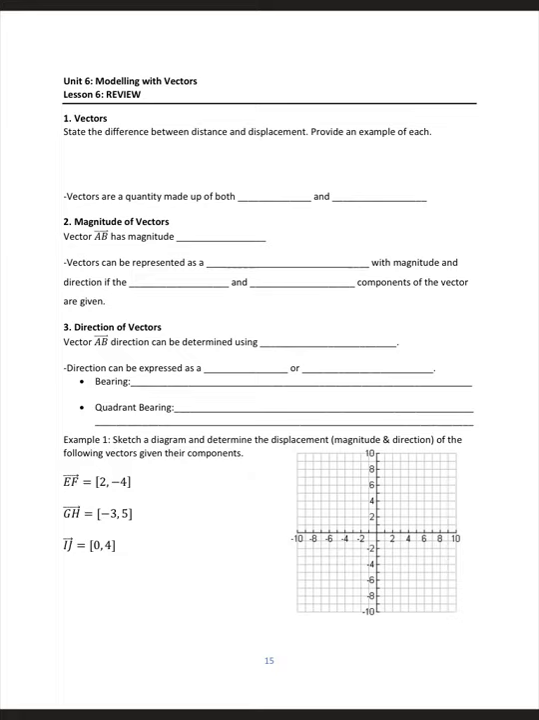So distance only has magnitude. We talked about that in the first lesson. Distance only has magnitude. For example, when we're talking about kilometers, right, we could say 10 kilometers, but that just tells us the length, right? That doesn't tell us which direction the 10 kilometers are going in. Whereas displacement has both. So displacement has magnitude and direction.